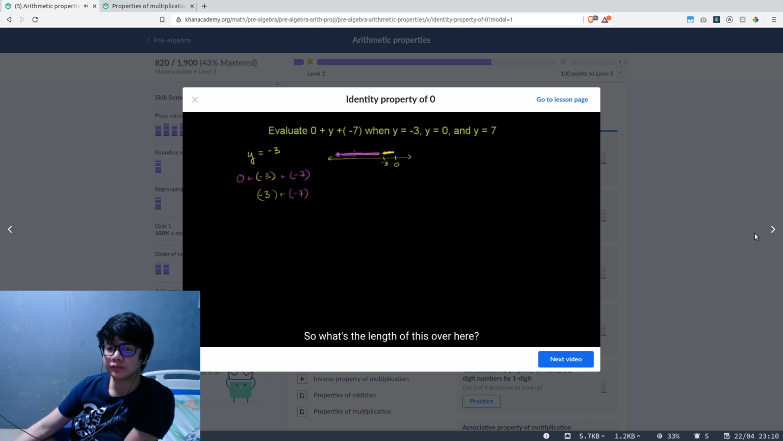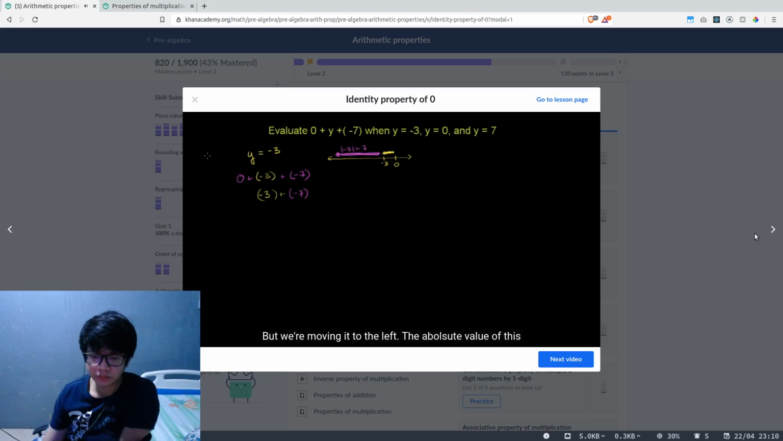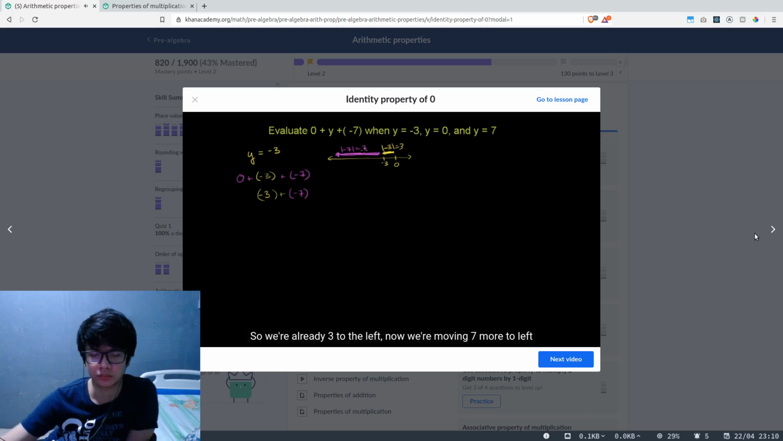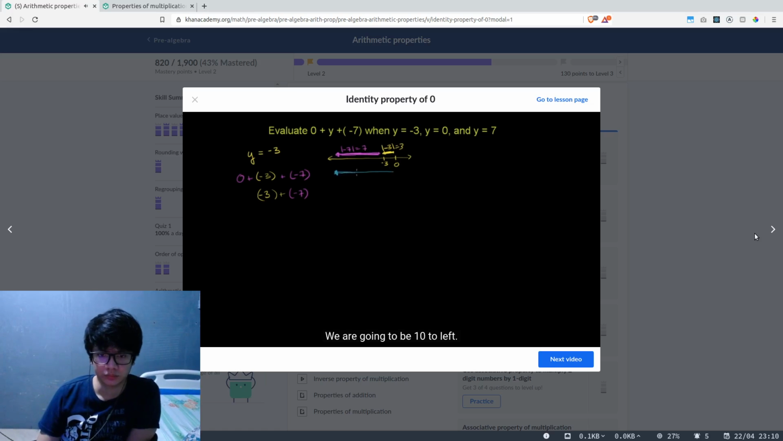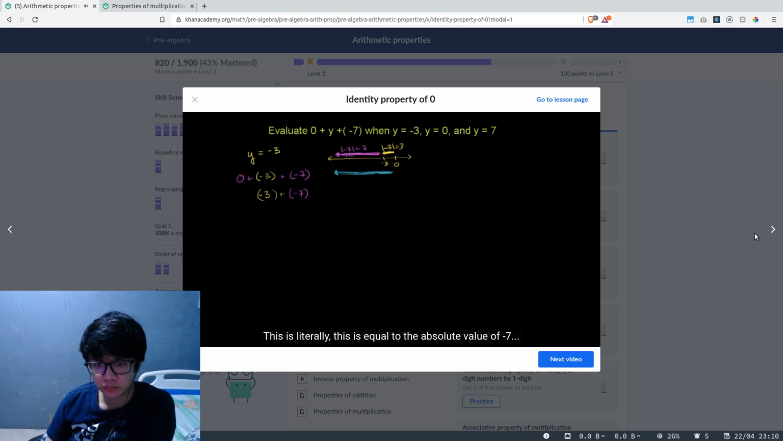So what's the length of this right over here? The absolute value of negative 7 is equal to 7. That's the length of this arrow, but we're moving it to the left. The length of this arrow right here, the absolute value of negative 3, is 3. So we're already 3 to the left. Now we're moving 7 more to the left. So now we're going to be 10 to the left.